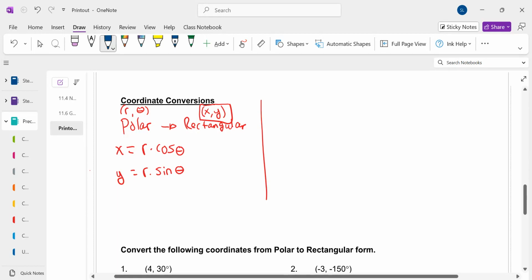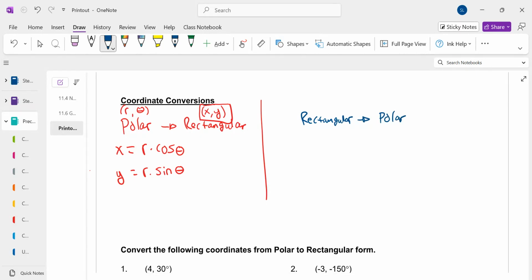Next, we'll go the opposite way. So let's say we have rectangular, and I want to go to polar. So I have x, y. I want to find r, theta. So I need r. This is our relationship to find r. I can use basically the Pythagorean theorem. R squared equals x squared plus y squared. And if you square root both sides, you're going to get r equals the square root of x squared plus y squared.